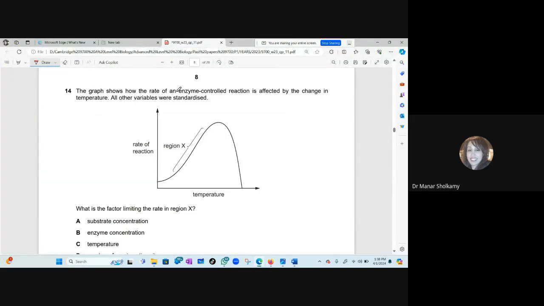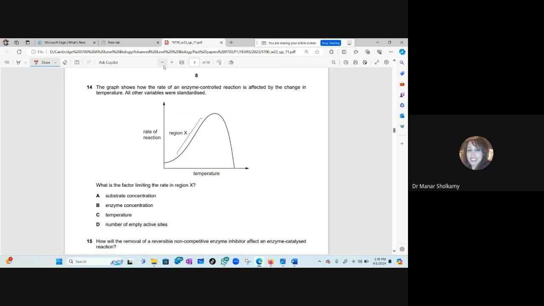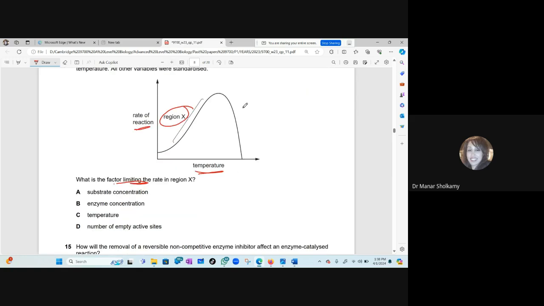14. The graph shows how the rate of an enzyme-controlled reaction is affected by the change in temperature. All other variables are standardized. You have temperature on the x-axis and the rate of the reaction, and region X. What is the factor limiting the rate? Adham, what is limiting at region X? This is easy. This is O level. Adham? Yes, miss. Okay, what is limiting the rate of the reaction at region X? Temperature. Correct. It's the temperature.